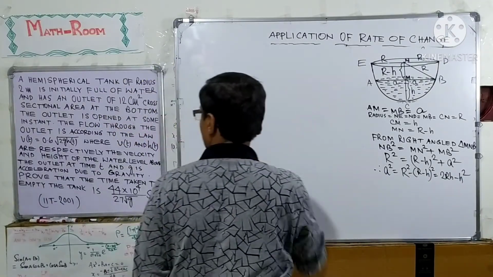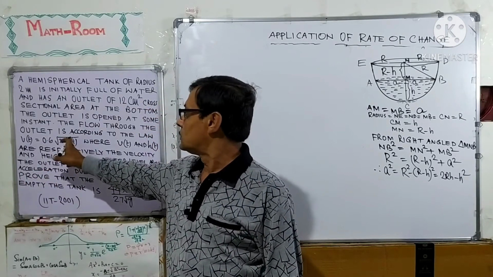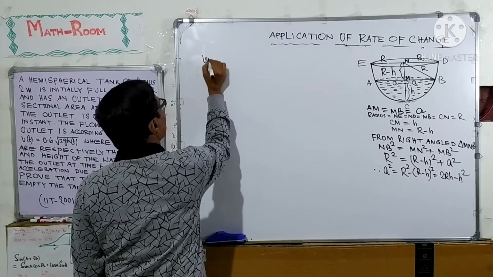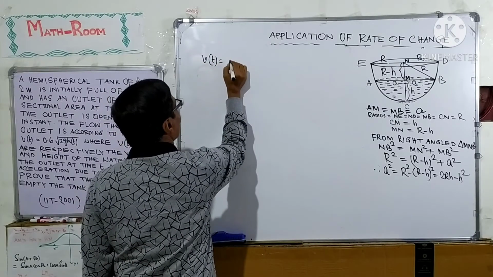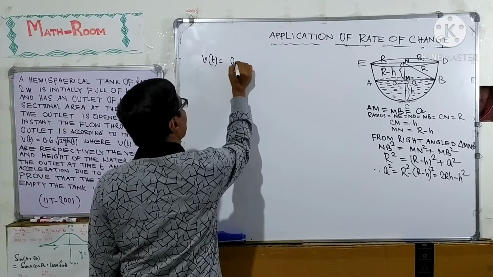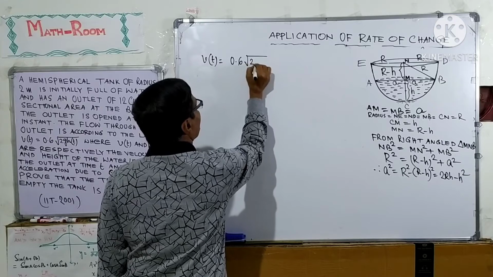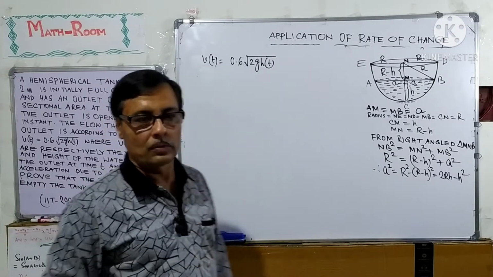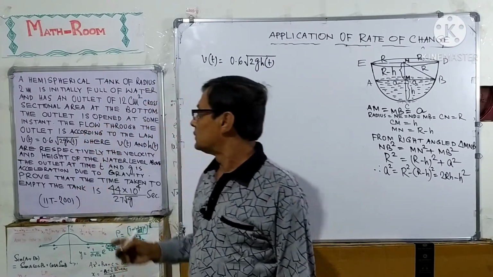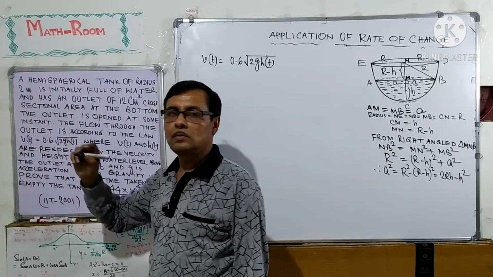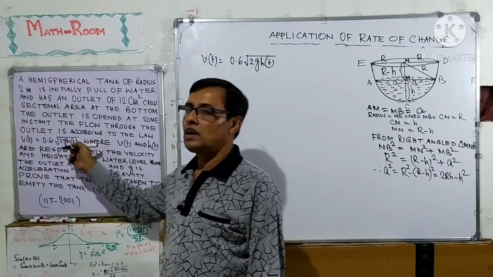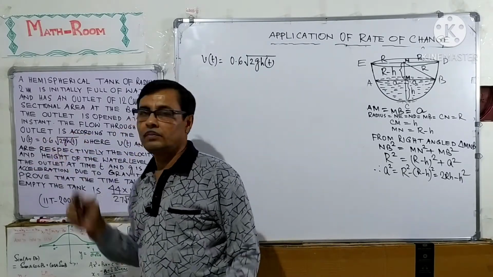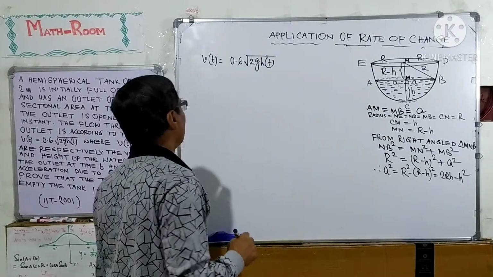Here the velocity, that is the rate of flow, is given as v(t) equal to 0.6 root 2gh(t). This is the law of flow, the law of flowing of water. Here h(t) is the height of the water level from the bottom at time t, and v(t) is the velocity, that is the rate of flow.